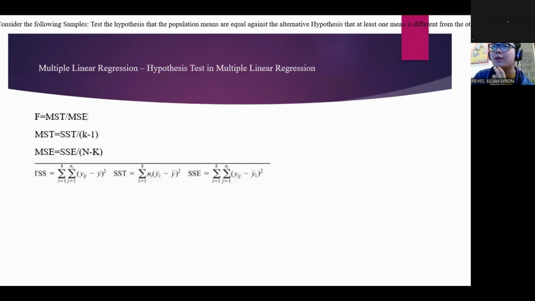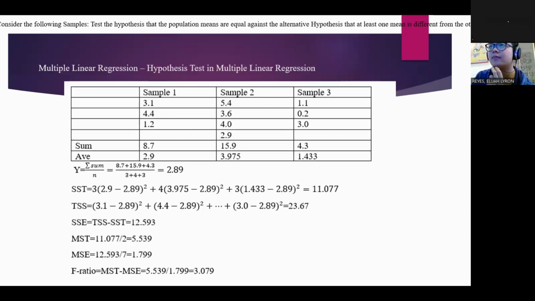So for this problem, we are going to use the formula F equals MST over MSE, MST equals SST all over k minus 1, MSE equals SSE all over n minus k, and the other formulas for TSS, SST, and SSE. So to compute for our problem, we have the original table, sample 1, sample 2, sample 3. We then compute for their sum and their average. So sample 1 sum is 8.7, sample 2 sum is 15.9, and sample 3 sum is 4.3. Sample 1's average is 2.9, sample 2's average is 3.975, and sample 3's average is 1.433.